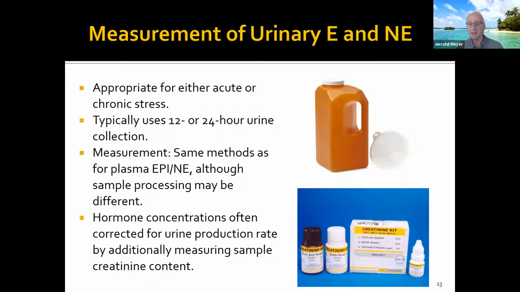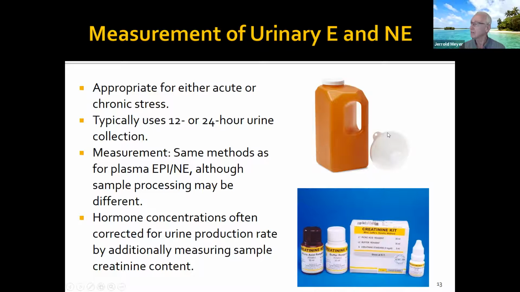So if you want to measure urinary epinephrine and norepinephrine, that's appropriate for either acute or chronic stress. The reason why I say it could be used with acute stress is you might have a situation where you're expecting fairly prolonged responses to stress. And so in that case, you might want to see how much epinephrine and norepinephrine are being secreted over time. And in this case, excreted in addition to secreted. You'd have 12 or 24-hour urine collection.